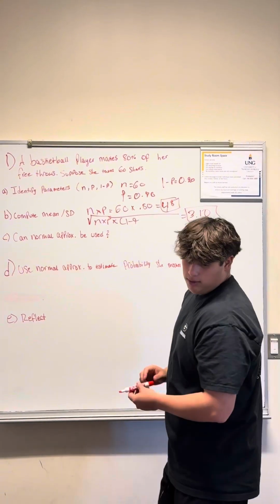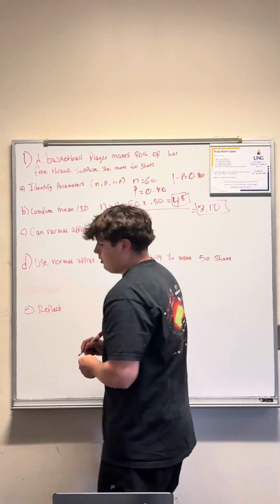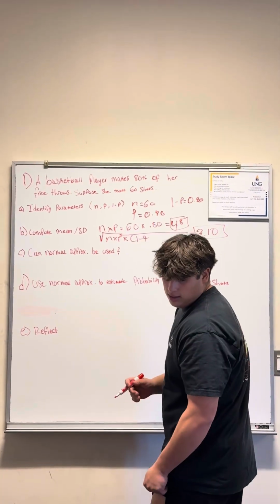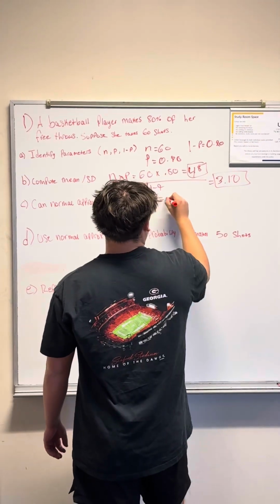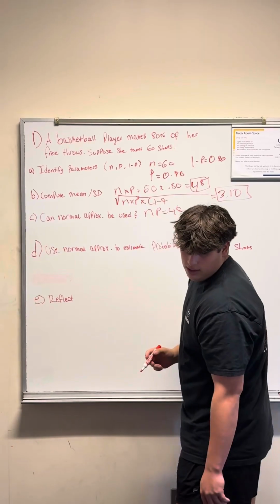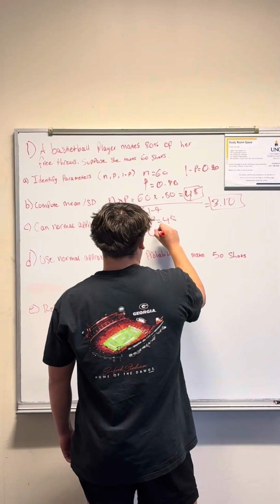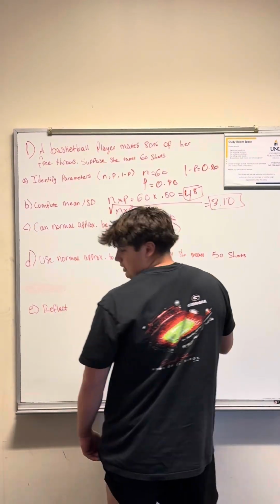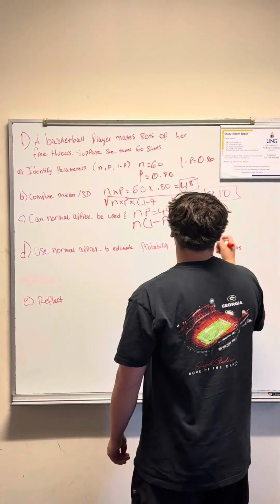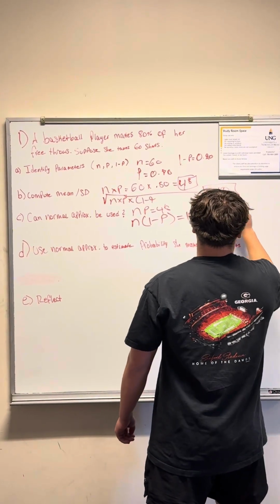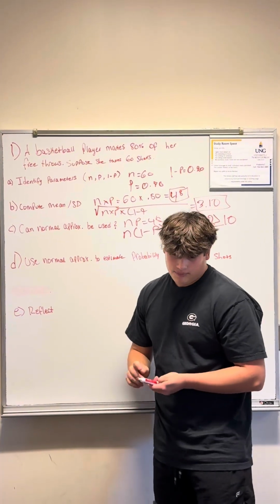And so for problem C, it's asking if we can use normal approximation. So we need to check NP. If NP, which is our mean, is 48, then we put it into the formula, which is N times 1 minus P, and that is just going to give us 12. So since 12 is greater than or equal to 10, normal approximation can be used in this problem.